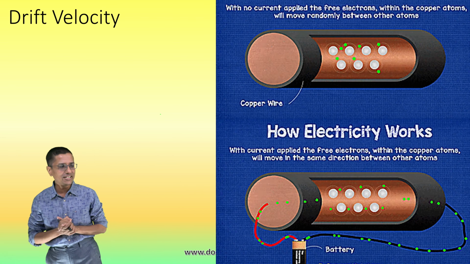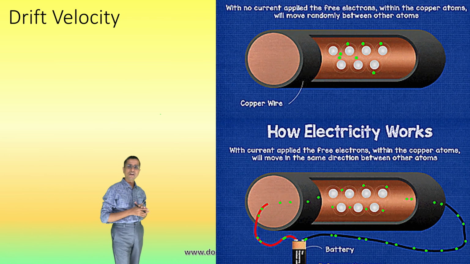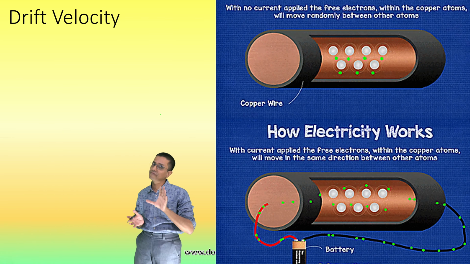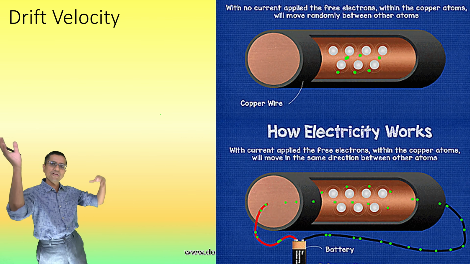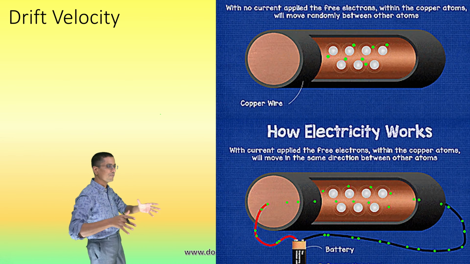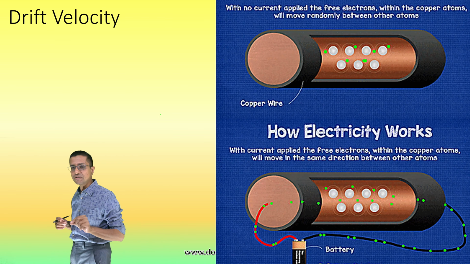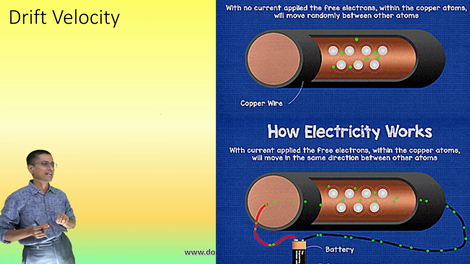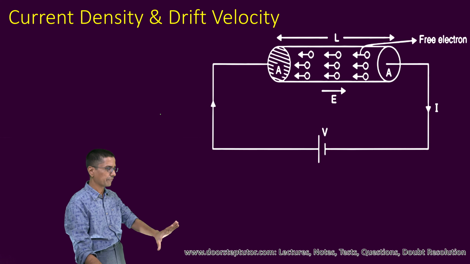But the drift velocity is the average velocity or the net velocity of charge carriers due to the electric field. That is the definition. The electrons or the charge carriers are moving randomly here and there, but if you add all of those velocities together, you will find that there is a component of that velocity which is due to the electric field, and that component is known as the drift velocity.